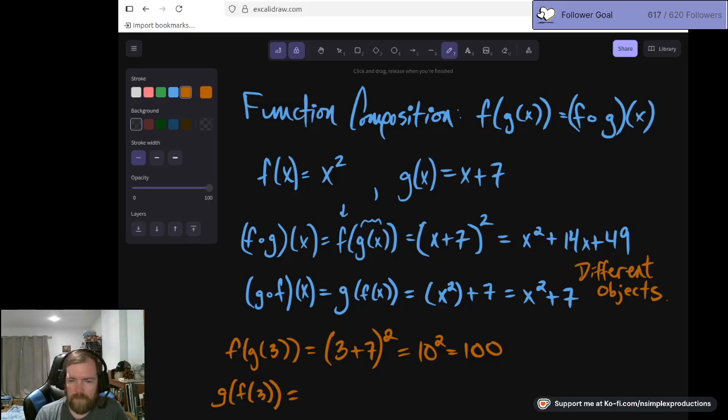we end up getting x, which in this case is 3 squared, plus 7, which is 9 plus 7, which is going to be 16. So again, very different processes, very different objects. You want to make sure you know which one's which and which one you need for any particular scenario.